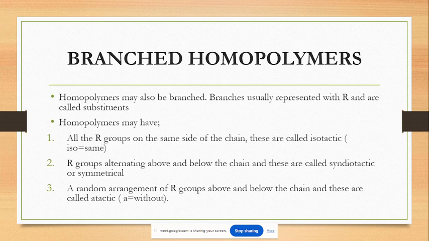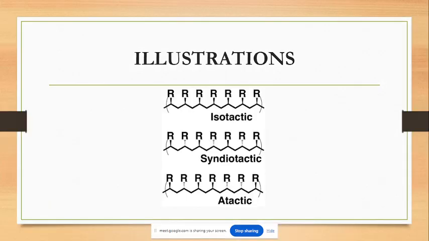Now, another type of branched homopolymer is a random arrangement, the one that is called atactic. It is said to be atactic because the R groups are organized in a way that they are random. There is no order that is followed, either above or below in a regular pattern. They are just arranged anyhow, and this arrangement is called atactic, where the addition of an A on this word atactic means without. Okay, right. So this is an illustration that I was talking about.